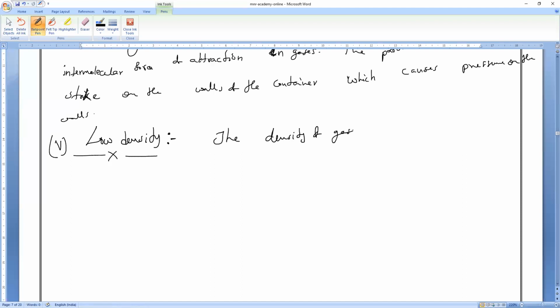The density of gases is very low. Focus here. Because what is the reason, guys? Because the particles are very far apart. The particles of gases are very far apart. So it means the number of particles per unit volume is very less.